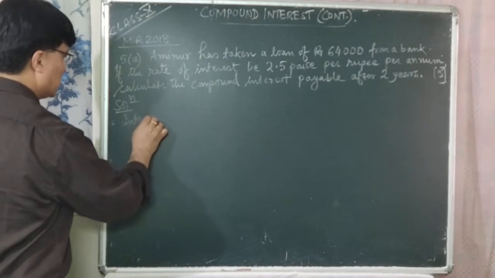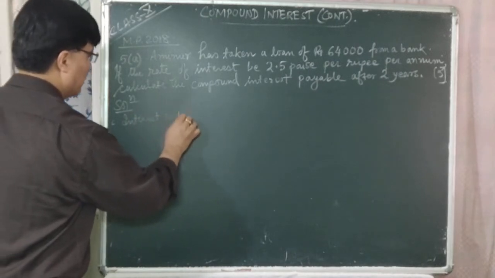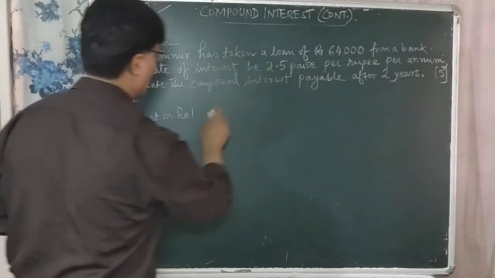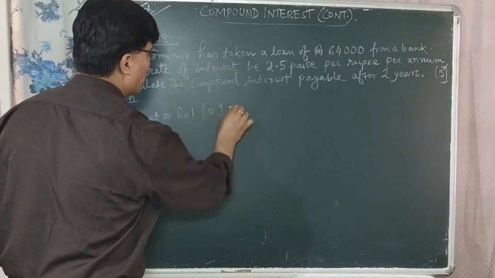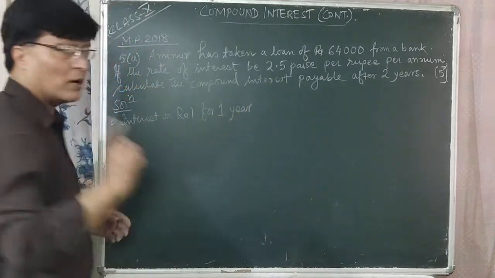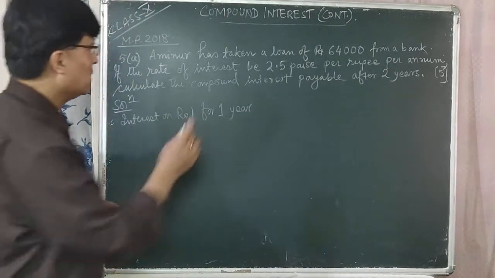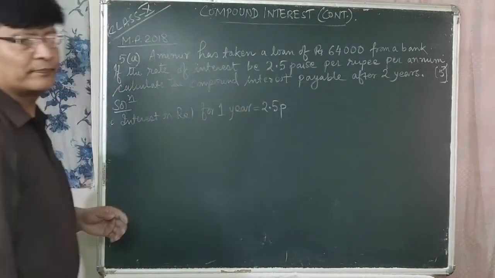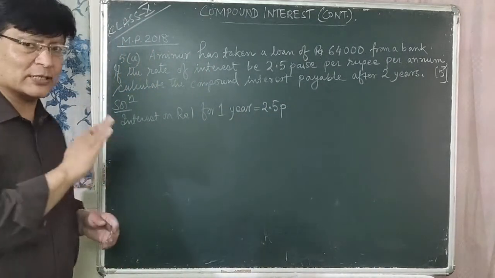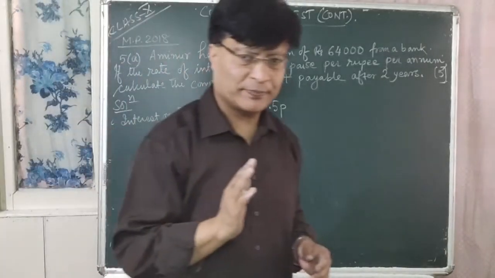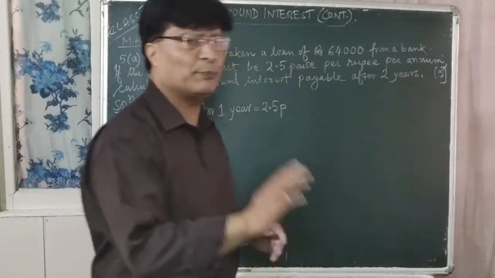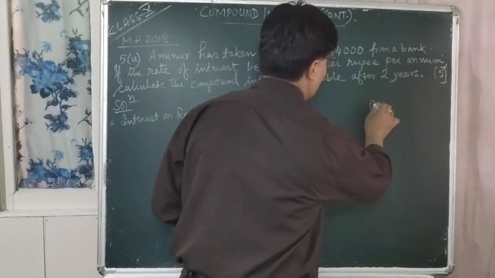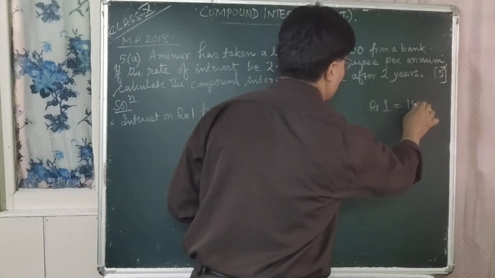Interest on rupee 1, right? Interest on rupee 1 for 1 year. Per annum means for 1 year. Per annum here, 1 year is equal to 2.5 paise. Okay, this paisa should be converted into rupees. So if you want to convert paisa into rupees, what will you do? You know that rupee 1 is equal to 100 paise.